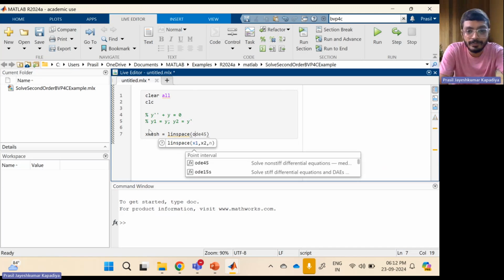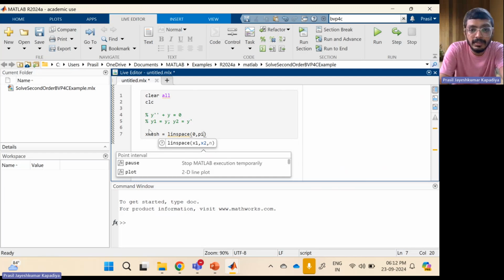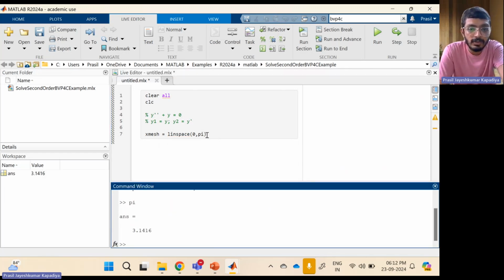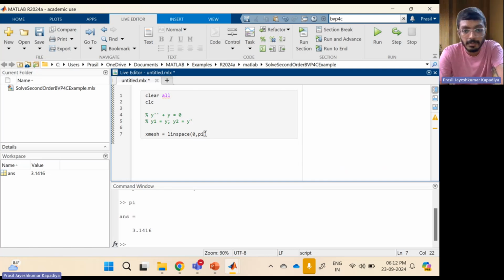So one is 0 and another is pi. Okay, let's see here. If I write pi, it will give me the value directly, so we don't need to write 3.1416 or pi by 2. And how many points do we need? Let's say we need 10 points. Okay, so we have created our mesh.